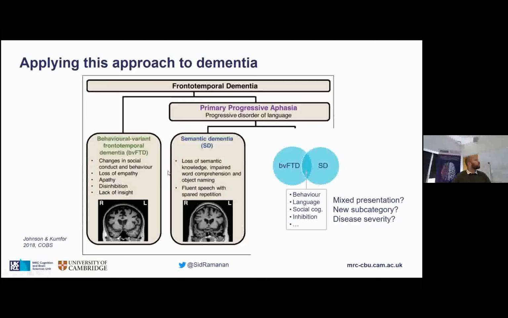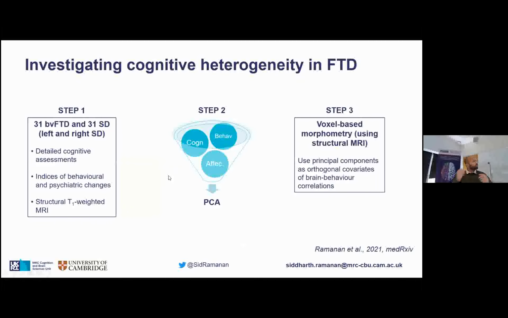In this study, which is a collaboration with the Frontier Young Onset Dementia team in Sydney, we had 31 bvFTD patients and 31 semantic dementia patients. In the semantic dementia patients, we included individuals who have radiologically right lateralized as well as left lateralized semantic dementia. So basically we're treating them as one heterogeneous cohort, not being bothered about what clinical labels they have. We're just putting them all into the PCA.